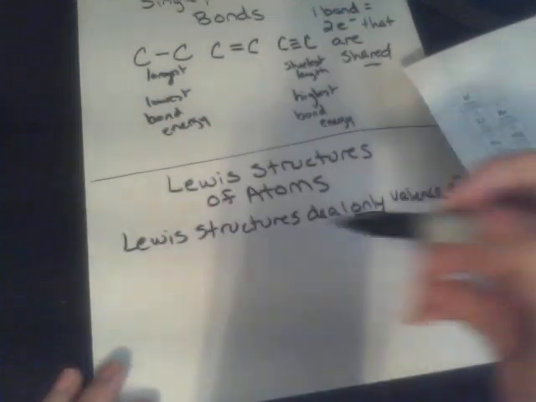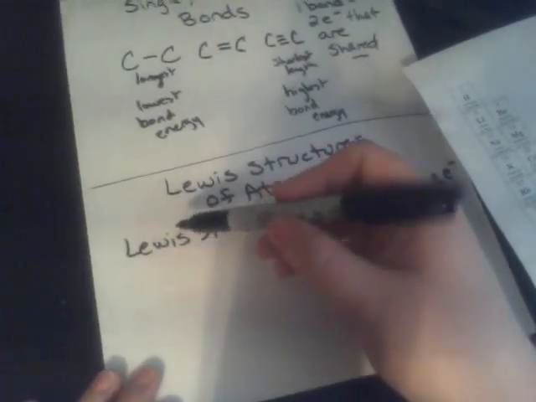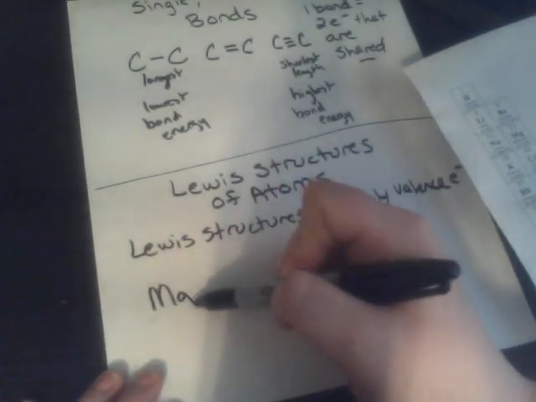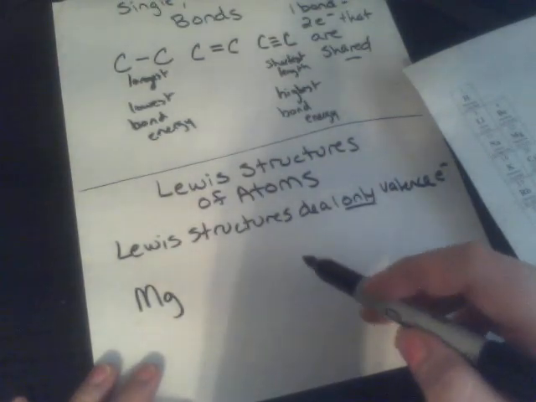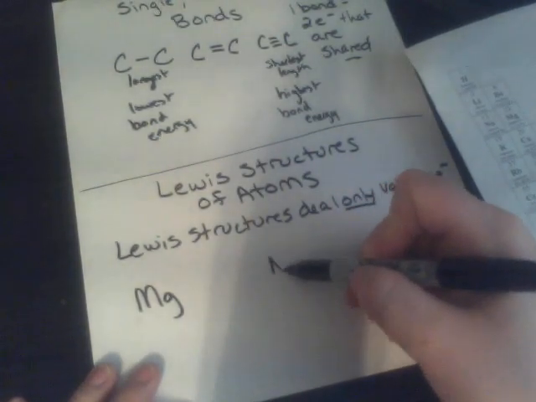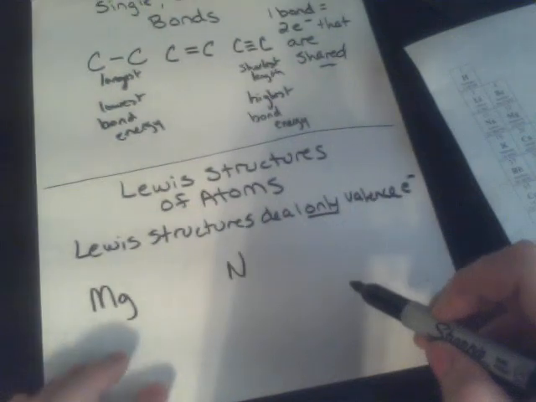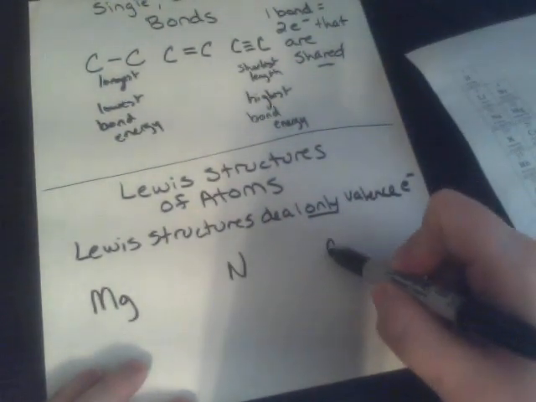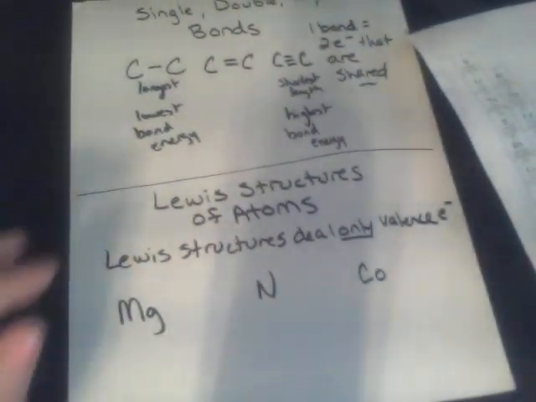So let's say that we want to draw the Lewis structure of magnesium. We want to draw the Lewis structure of nitrogen. And we want to draw the Lewis structure of cobalt.